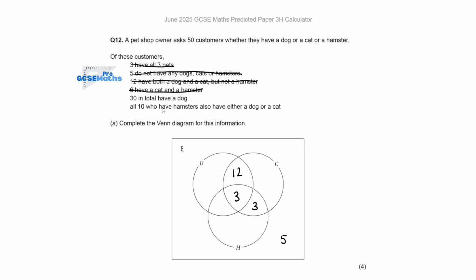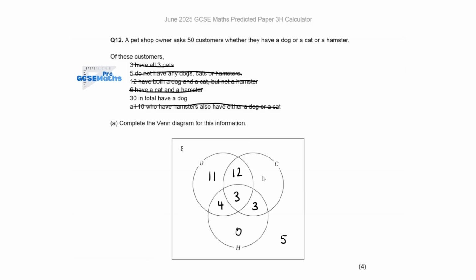And finally, all 10 who have hamsters also have either a dog or a cat, which means there's 0 here for just hamster. And then all of this, these 3 here, must add up to 10. So I can fill that in. This would be 4, and then I can go back to the 30 that have a dog. So if you take these 3 away from 30, you get 11, only dogs.